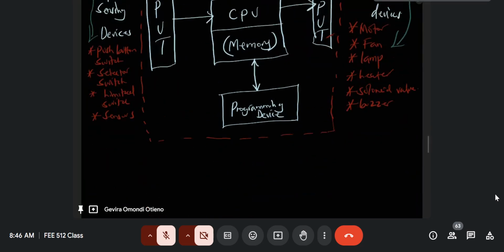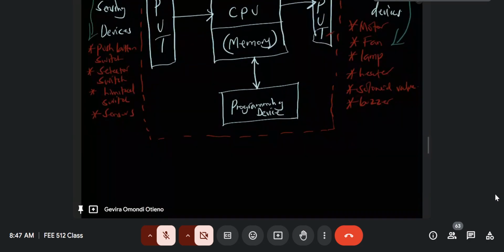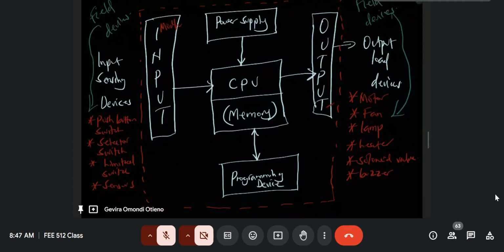Anyway, so now quickly, you can see that this is just like a computer. You have your power supply, and you have your central processing unit that is connected to a memory device. You need a programming device so that you have programs entered into the device, and also instructions provided to the user. Then you need the interfaces, which are the input and output modules.